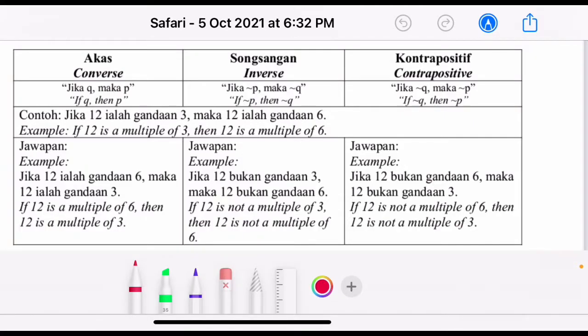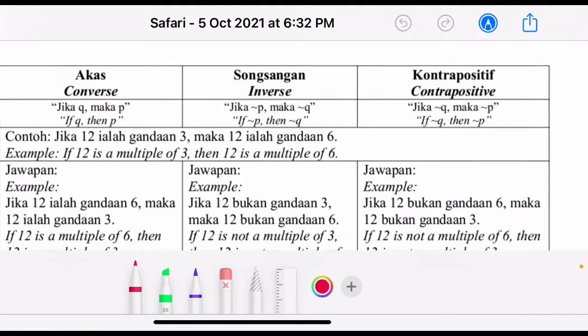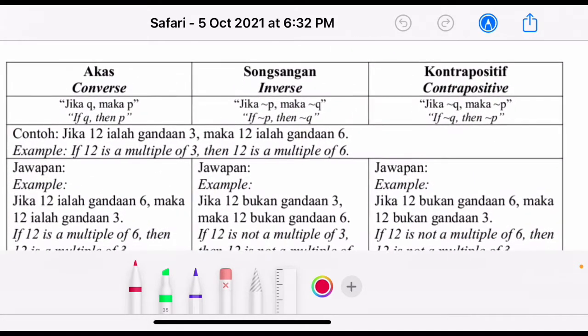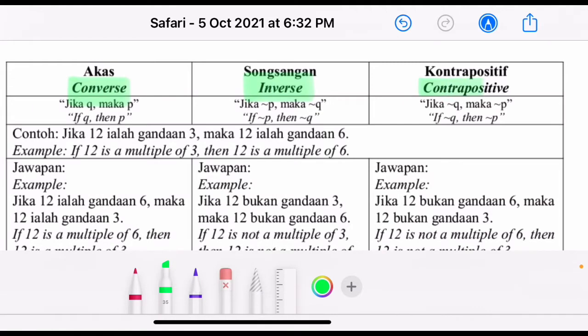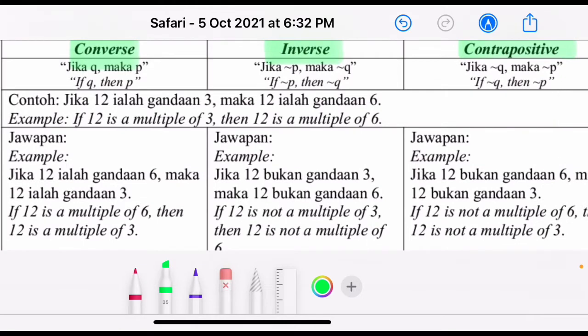So student, today I would like to do revision on KSSM Mathematics SPM exam on mathematical reasoning. As you know, mathematical reasoning is very important because it's part of the high order thinking question. So we have three types: converse, inverse, and contrapositive. What is converse? What is inverse? What is contrapositive? Let's revise these three important terms.